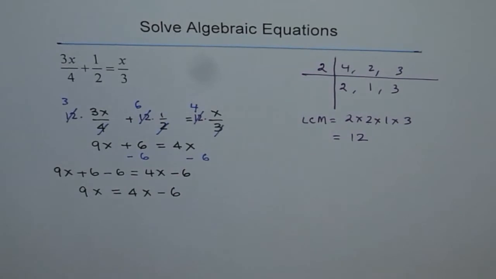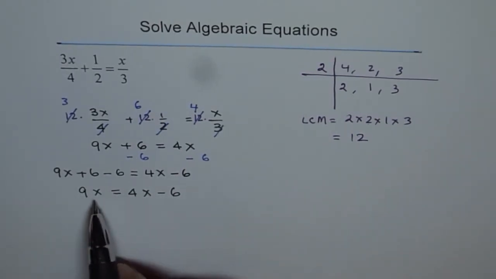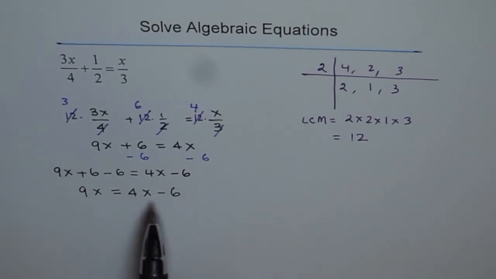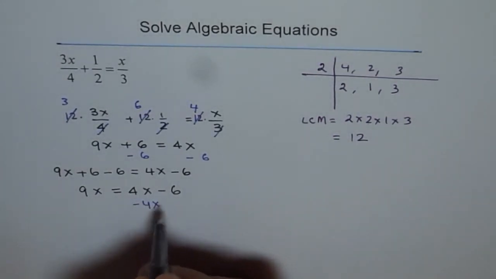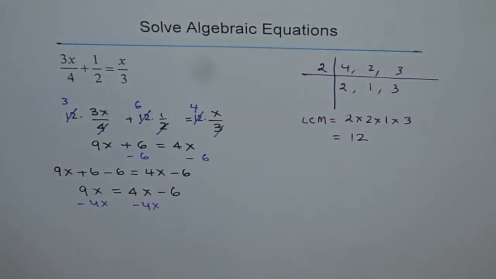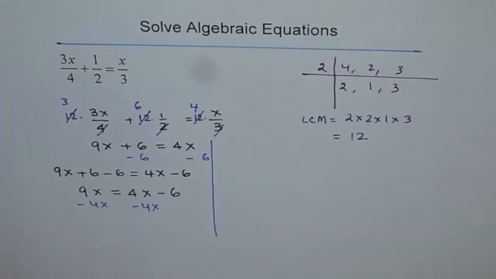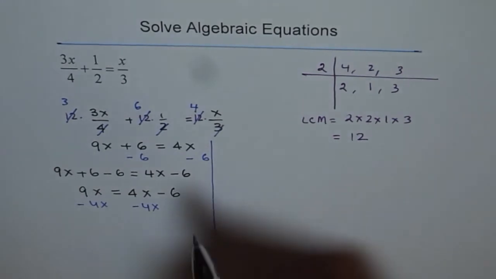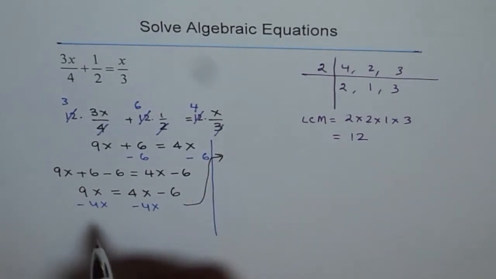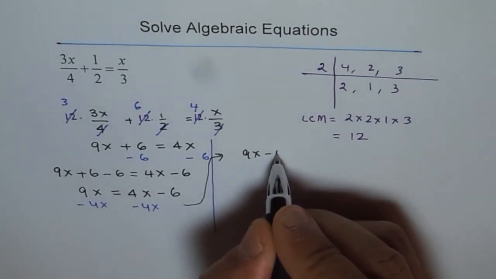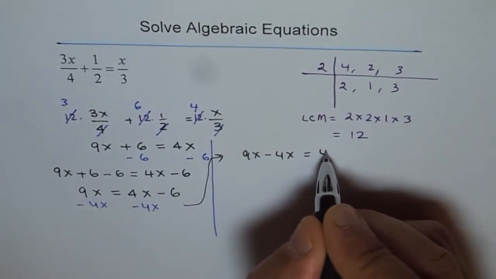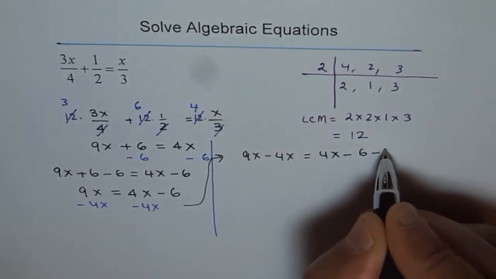So what are we going to do next? Next, we are going to write variables on one side. We don't want variables on the right, we want them on the left. So we will do minus 4x to get rid of 4x from the right. Minus 4x, correct? So let me rewrite this once here and then solve it further. So I'm taking it on this side. So we have 9x minus 4x, you see, equals 4x minus 6 minus 4x.